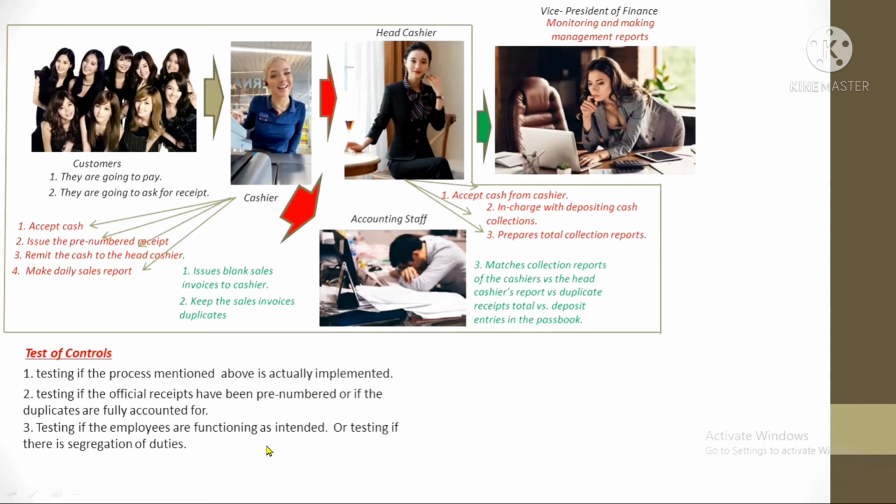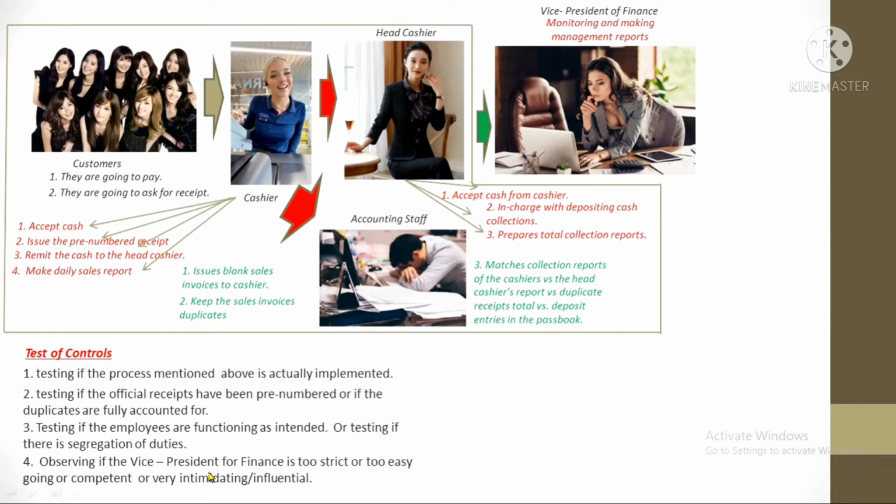So let's go back again. If you want to observe if segregation of duties has been followed, then that is still a test of control. And lastly, we have if you observe the behavior of the Vice President of Finance. Is she too strict or too easy, or is she competent, or is she very intimidating or influential? That is still a test of control. But do we really need to observe the behavior of the top management?